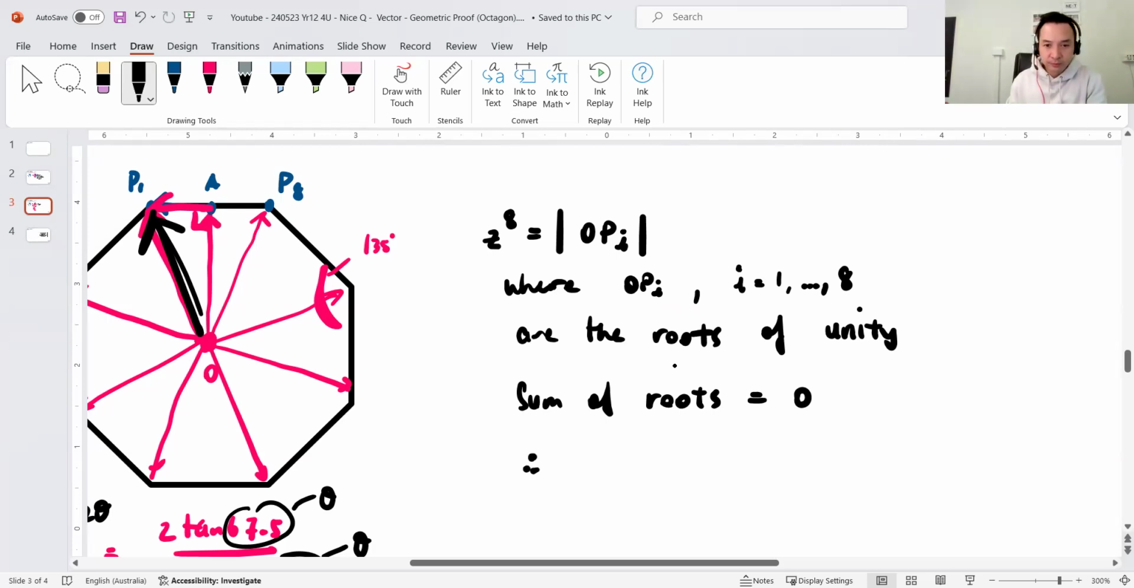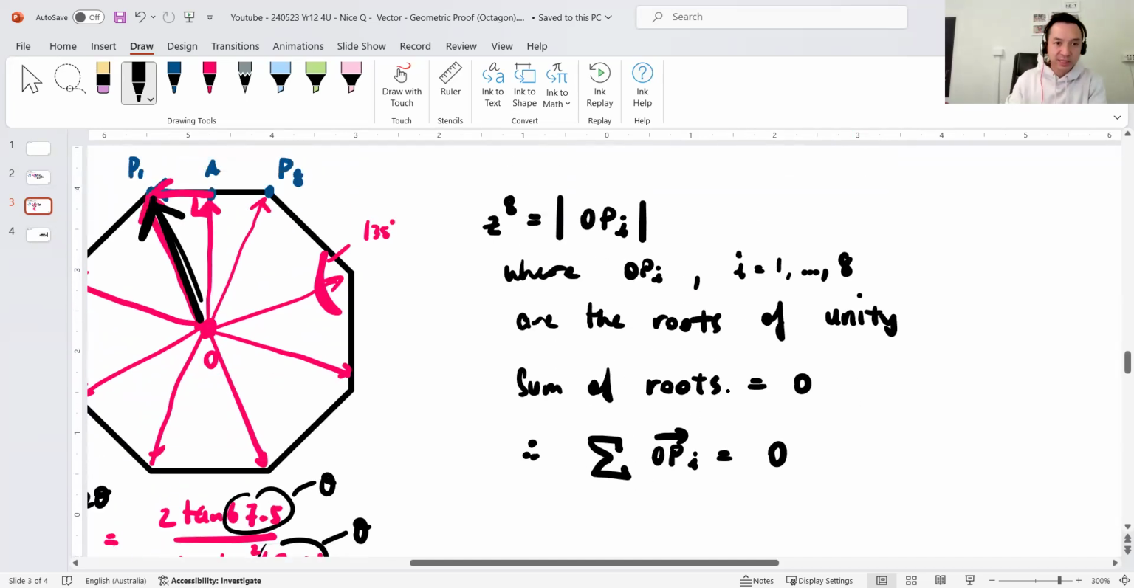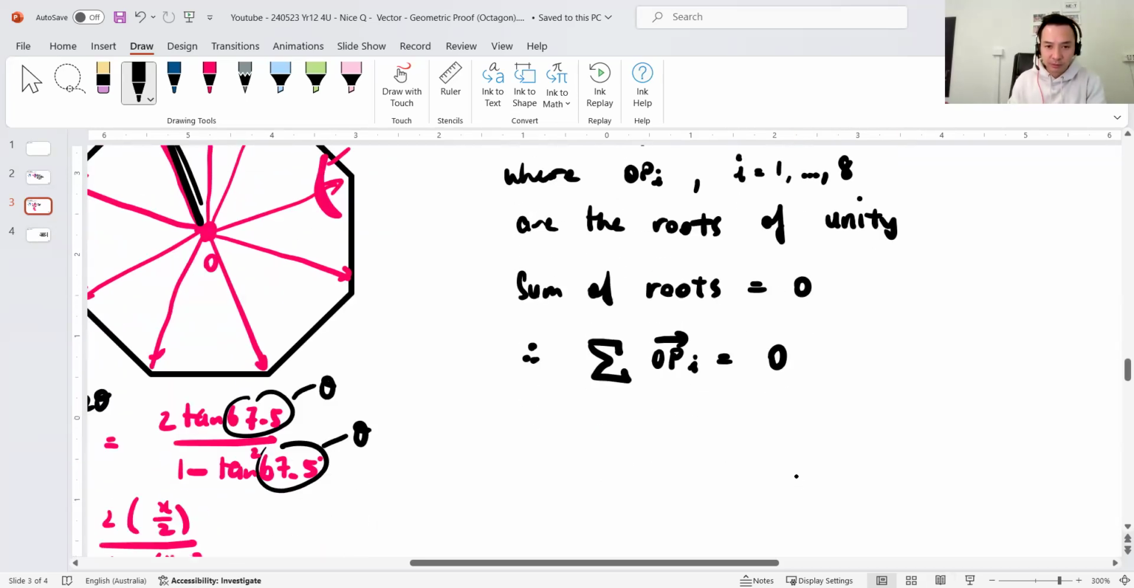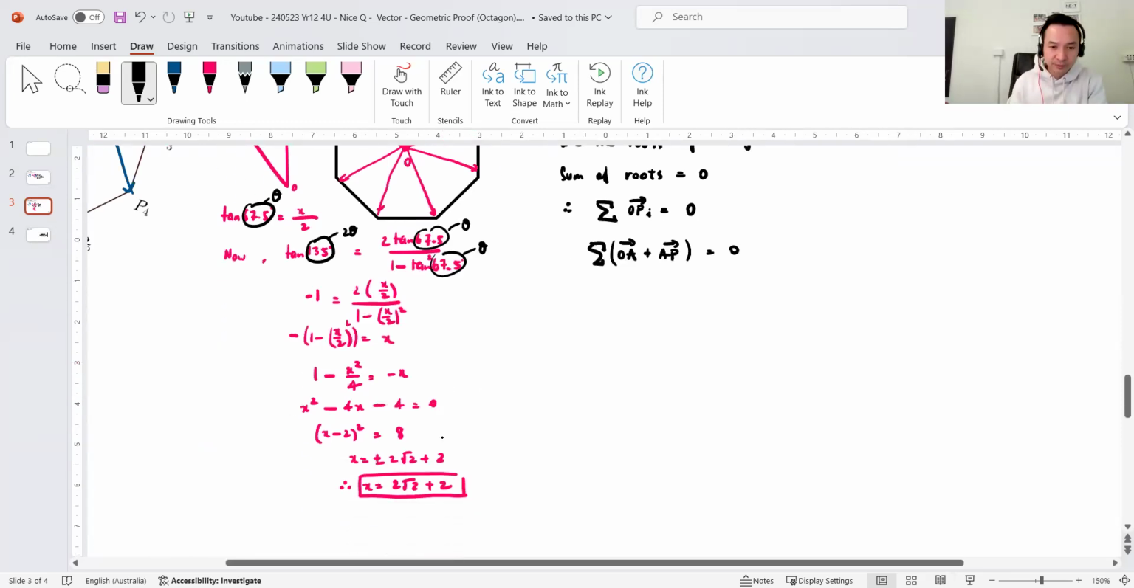So therefore, the sum of all the roots of OP, because they're the roots, equals 0. Now, I know that from a vector's perspective, OP is the same as, yeah. Therefore, sum of OP is the same as sum of OA plus, put in brackets, AP equals 0. Now, this is why I need to find x. So just to be clear, what was x? x is OA, right? So this guy here, this is OA. I'm going to sub that in now.